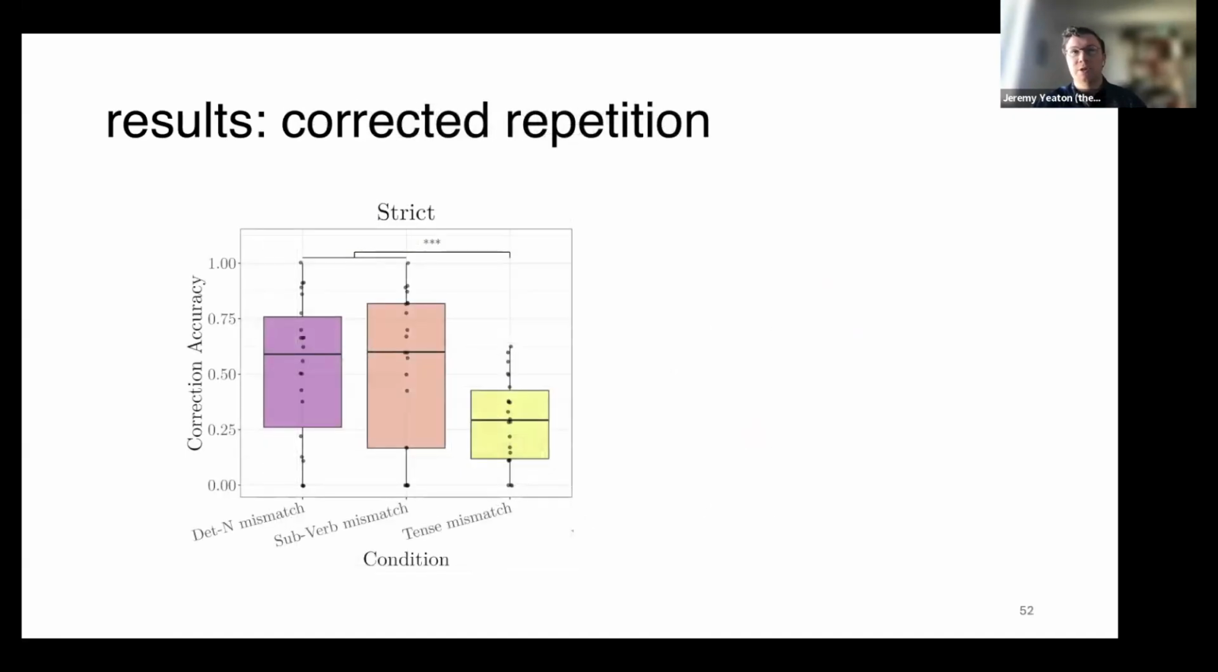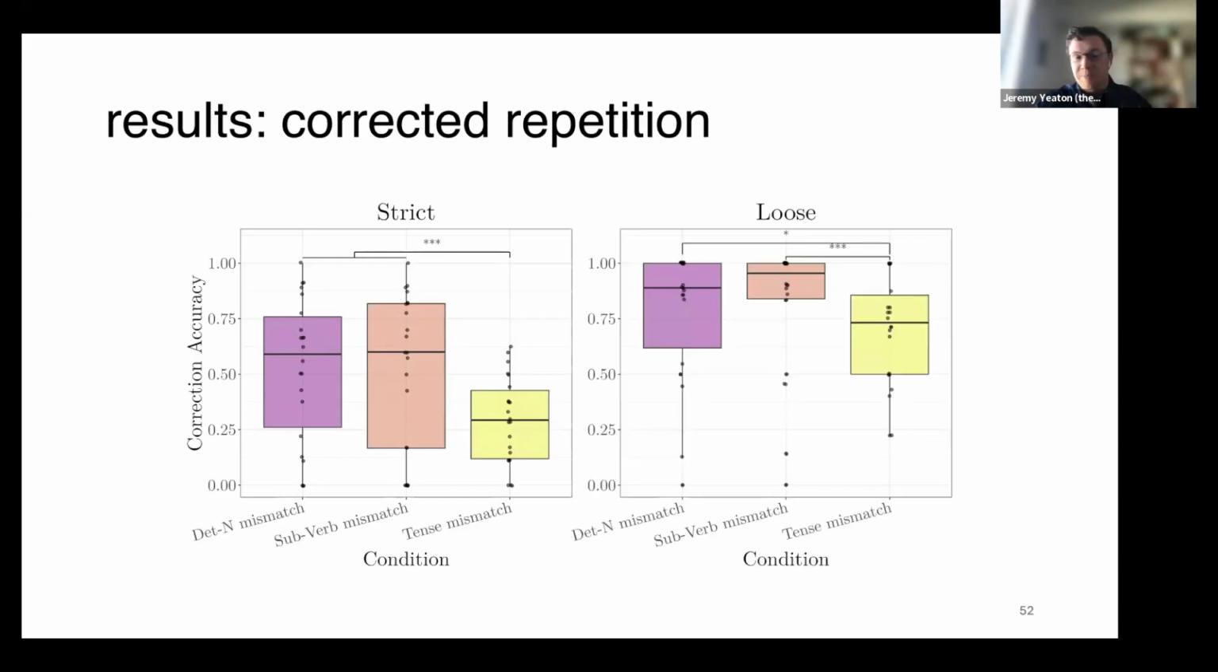So if we look at the corrected repetitions, so you said the sentence is ungrammatical, you're now given the opportunity to produce a grammatical version of it. In the strict coding, participants are pretty good at it, except in the tense mismatch condition. But then if you give them that little bit of leeway, accuracy goes way up. And so the persistent problems that allowed for people to be loosely accurate is we saw people omit adjectives, and a lot of people change the tense. So a lot of past to present, present to past. But if the only thing that you're producing differently is a tense feature, you did a pretty good job.